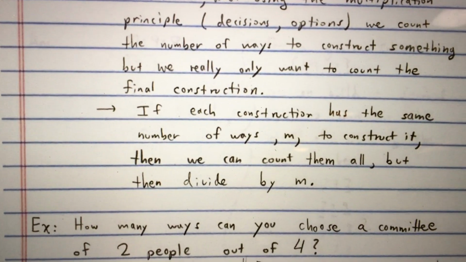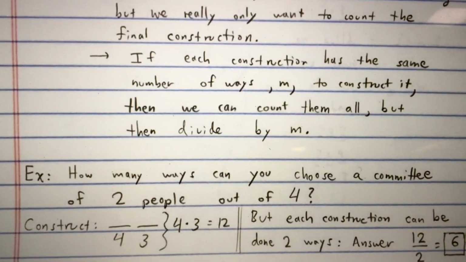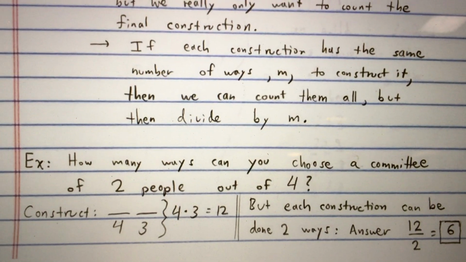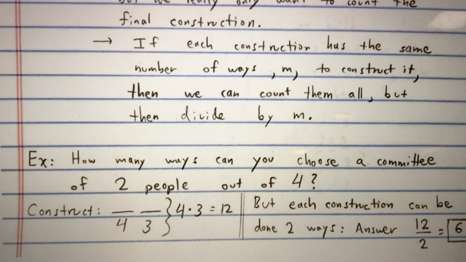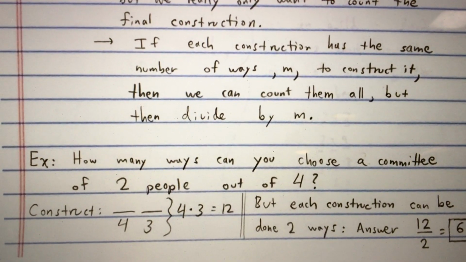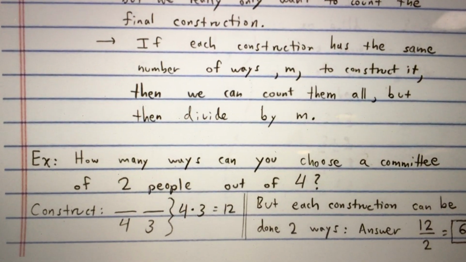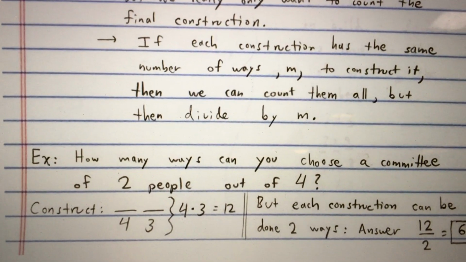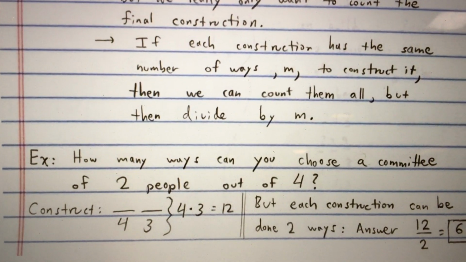So here's an example. You want to know how many ways can you choose a committee of 2 people out of 4 total people. On the left, here's how you construct your committee. You have 4 people, and you pick 2 of them. You pick out of the 4 people once, and then there are 3 remaining people, so you pick out of those 3 to get the second, like filling in those 2 blanks to make the 2-person committee. That would give you 4 times 3 equals 12.